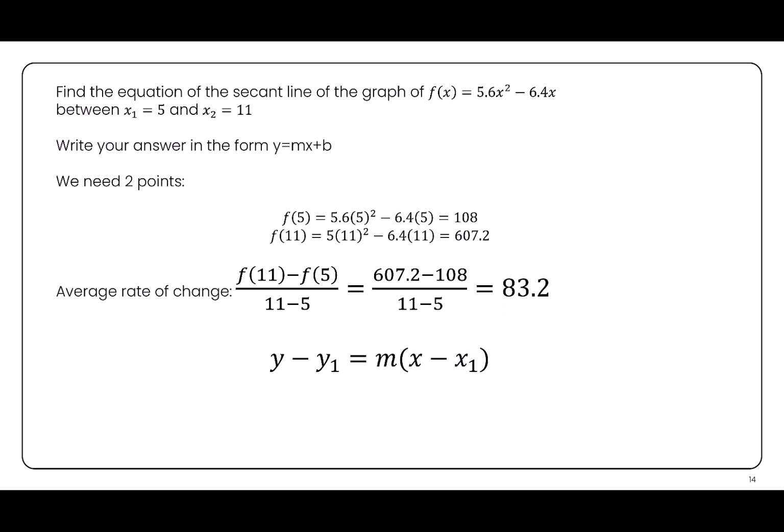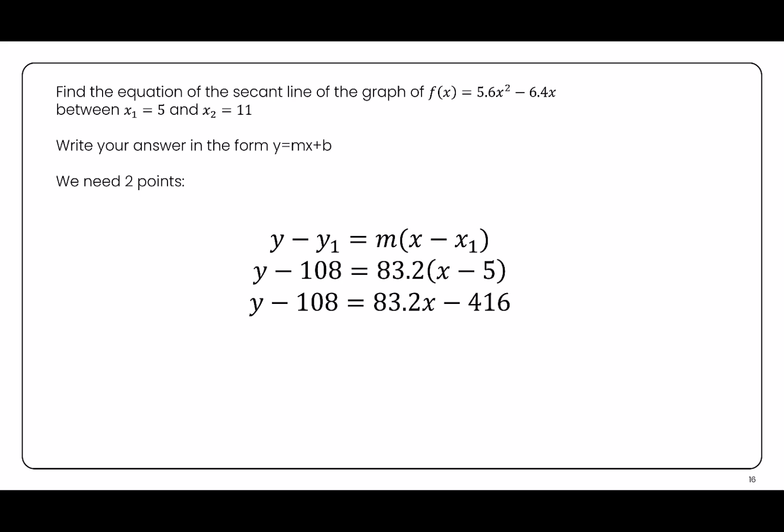Now that we have the slope, we can use the point-slope form to get the equation of a line. We'll use y minus y1 is m times x minus x1. Using 5 and 108 as our x1 and y1, we have y minus 108 is equal to 83.2 times x minus 5. We can distribute the 83.2 to get y minus 108 is 83.2x minus 416. That 108 needs to come to the right, so we have 83.2x minus 308.